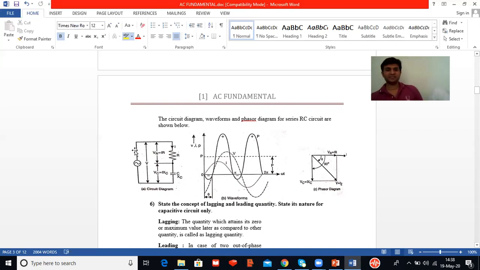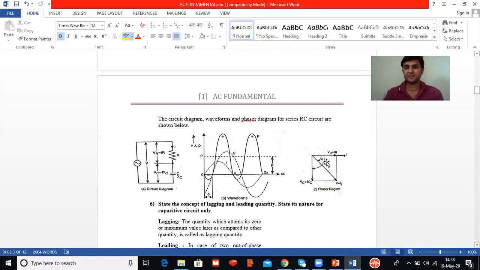As soon as this voltage is applied, current starts flowing through this R and C element. Due to the resistance R, there will be some voltage drop across the resistor. This is called VR, and there will be some voltage drop across the capacitance. This is called VC. This is the circuit diagram. Now this is the waveform diagram for the RC series circuit, and this is the phasor diagram.